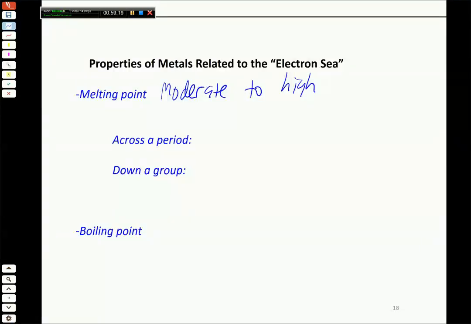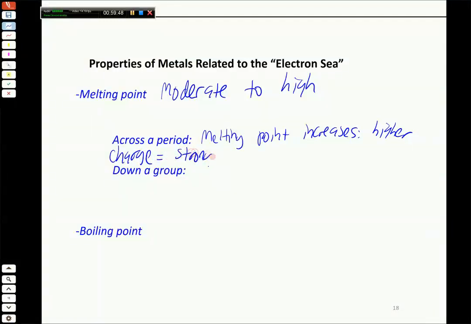So let's talk about how the melting point of a metal changes with relation to its periodic position. So as you go across a period from left to right, the melting point increases. And that's because as we go from left to right, we know that there's more valence electrons, which means that you have more positive charge at the metal center and more delocalized electrons, which gives you then stronger attractions.